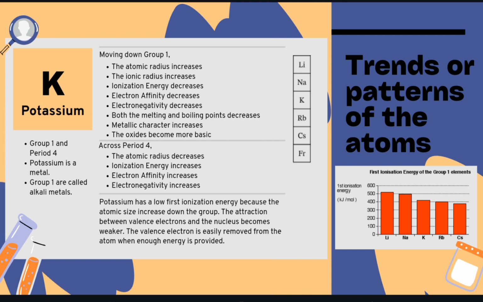Besides that, what we can see from potassium is it has a low first ionization energy since the atomic size increased down the group. Because of that, the attraction between valence electron and nucleus becomes weaker. Therefore, the valence electron is easily removed from the atom when enough energy is provided.